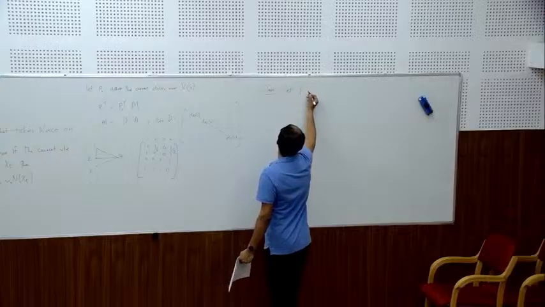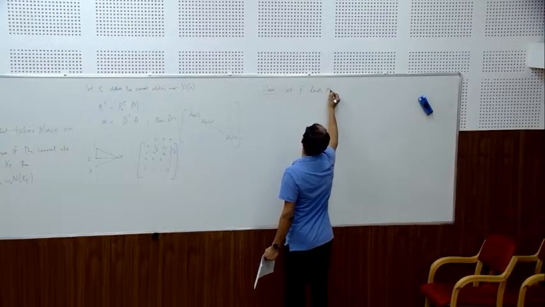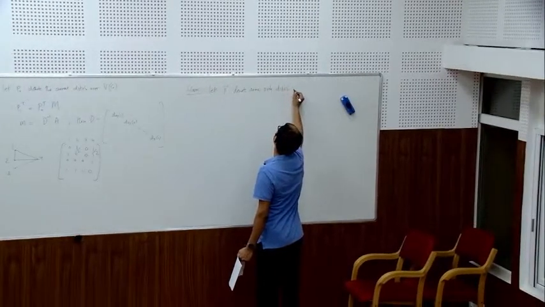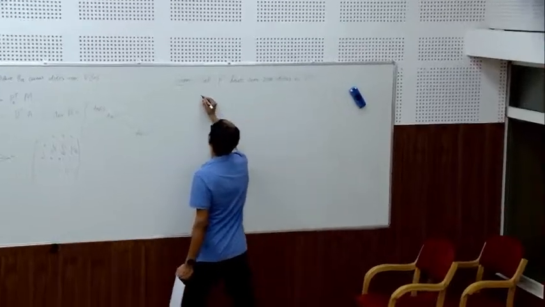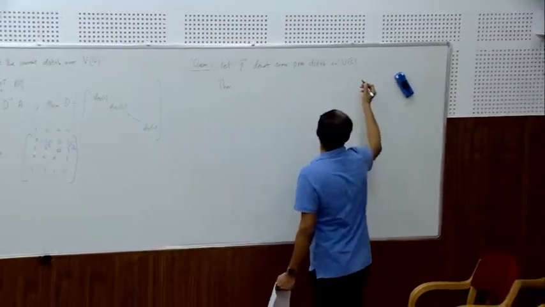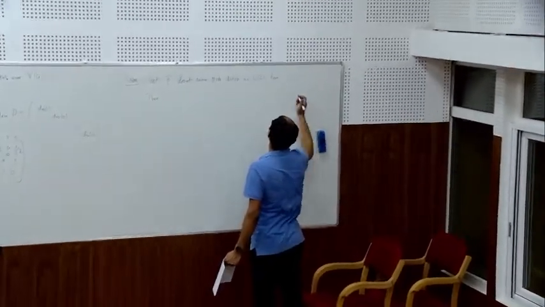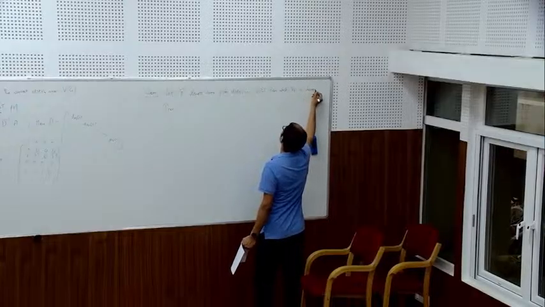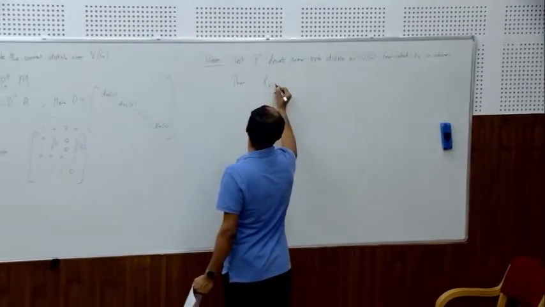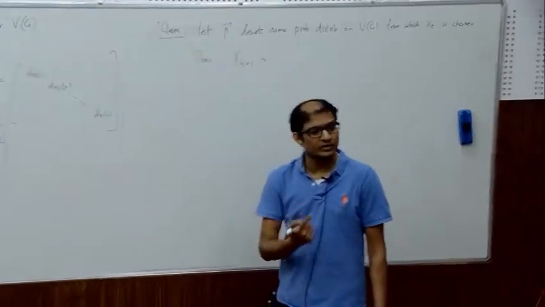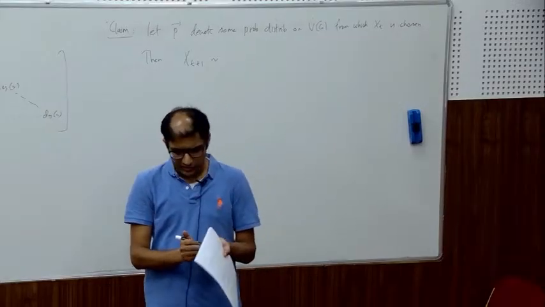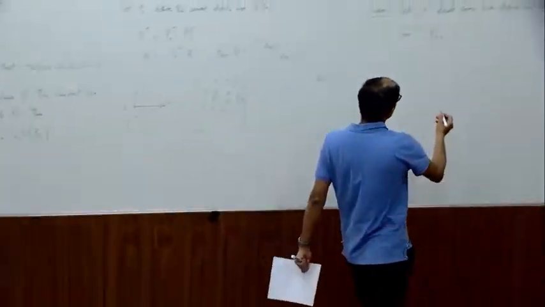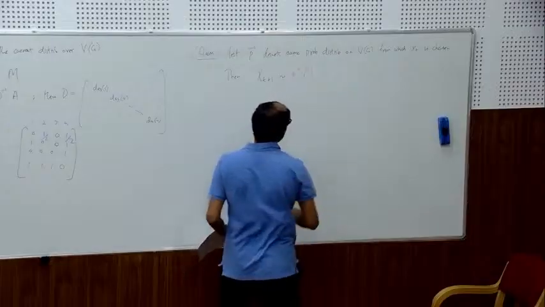that let P denote some probability distribution on the vertices from which x_t is chosen. So x_t is a sample from P. Then what I am claiming is that x_{t+1}, I can tell you what distribution it is chosen from. I will write that in red. So that's the content of the claim, the important part of the claim. It's chosen from the distribution P transposed M.